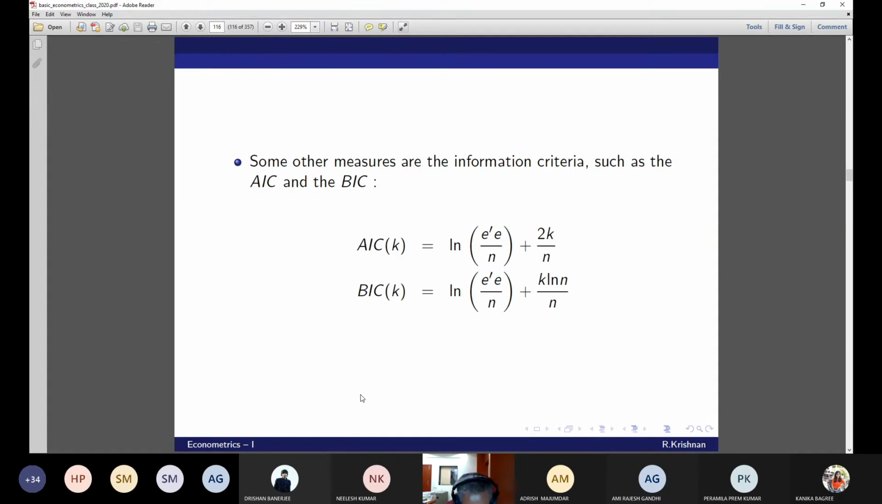Understood? Okay, and what is the way to interpret this? For whichever model AIC or BIC is the minimum, you select that model. That's it. This is the interpretation. The statistics students, you must have definitely come across this.